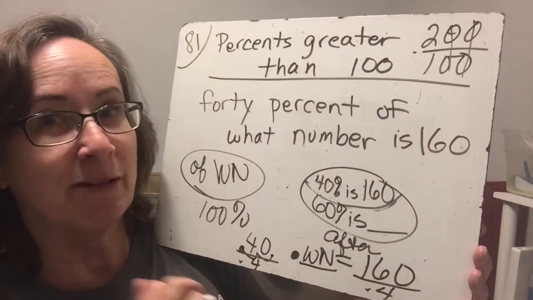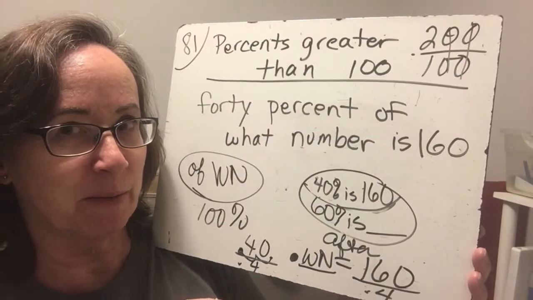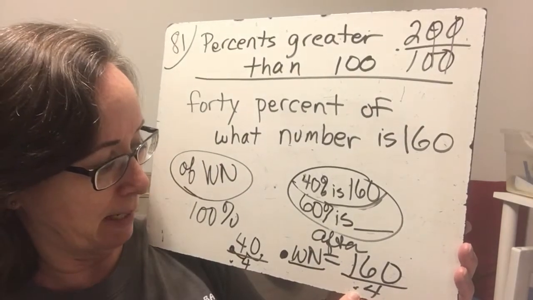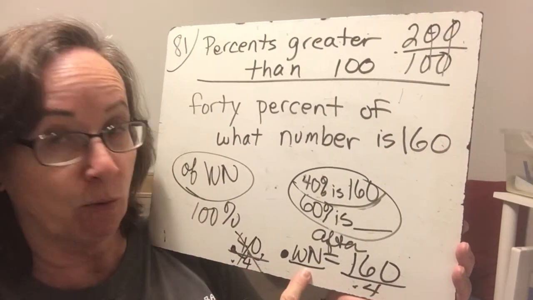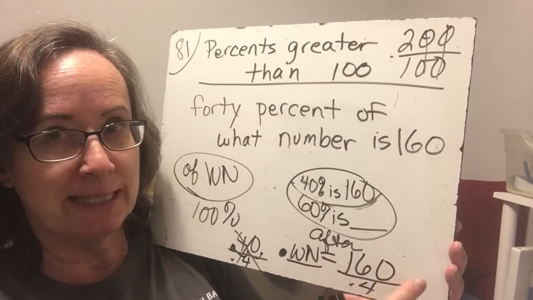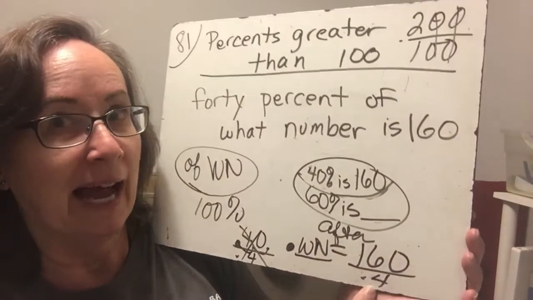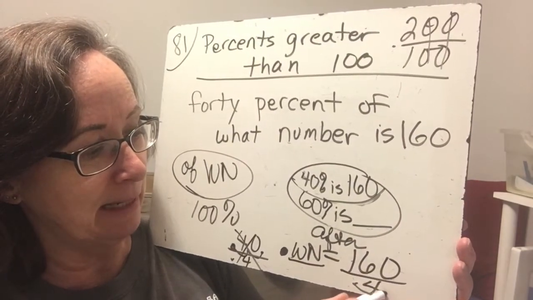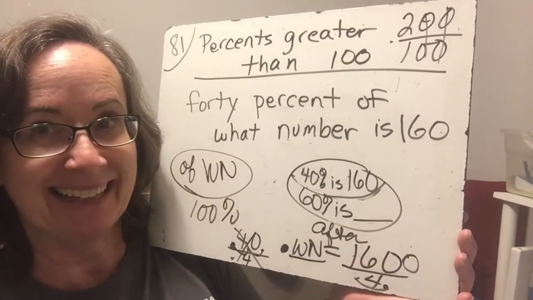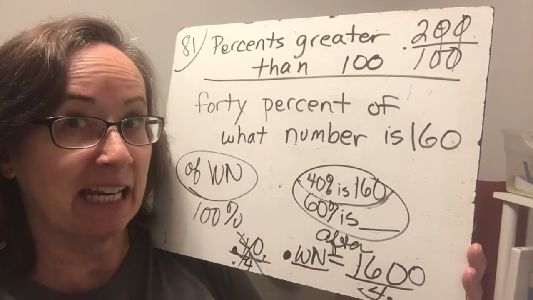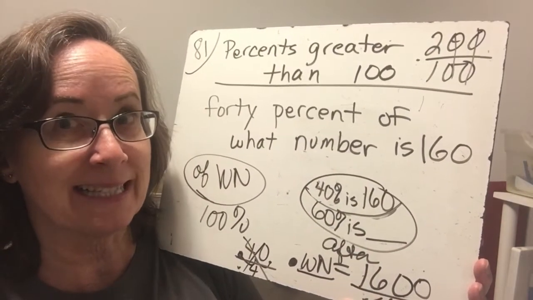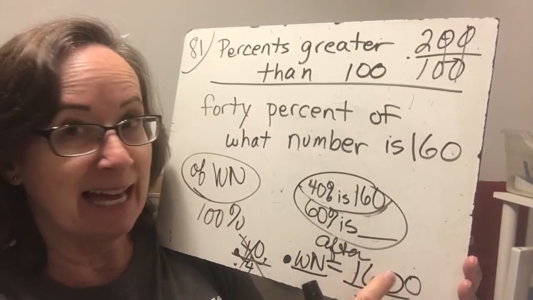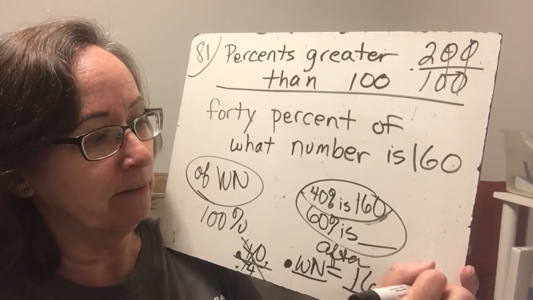Okay, so when I'm dividing by a decimal, remember that really makes things hard. So what I do when I'm dividing by a decimal, so this is gone, we just have what number is 160 divided by 0.4. I don't like a decimal in my divisor. I'm going to multiply by 10 and multiply by 10. So now 1600 divided by 4 is the same thing. 16 divided by 4 is 4. I tack on the 2 zeros and I get 400.